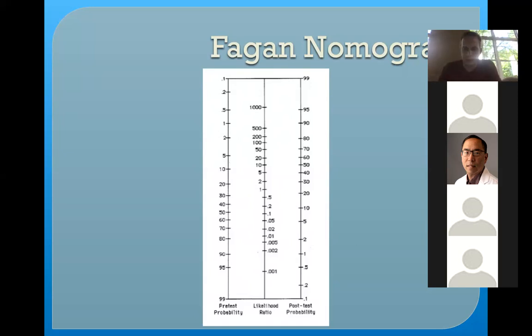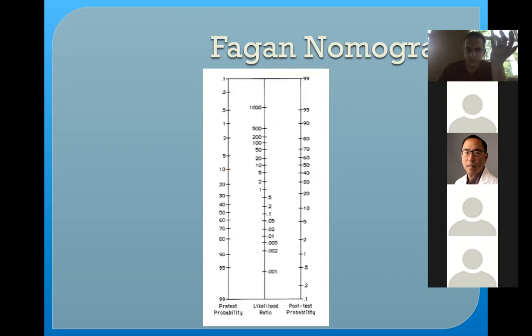This Fagan nomogram, though, allows you to start with the pre-test probability on the left, draw a line through your likelihood ratio, and you'll end up at your post-test probability. In this case, if your pre-test probability is 10%, you have a positive likelihood ratio of 10, your post-test probability is a little higher than 50%. So now your test came back positive. I now know that you have a little more than 50% chance of having whatever disease it is we're looking at.